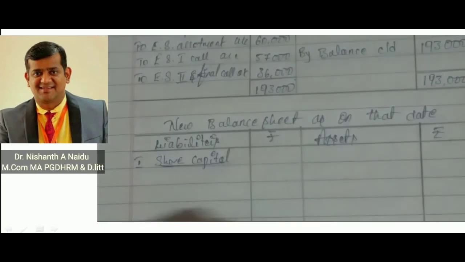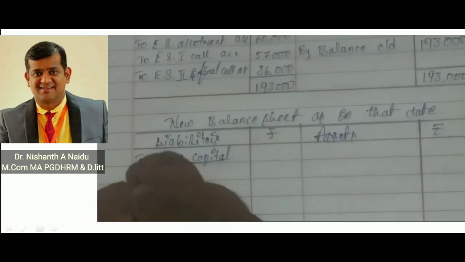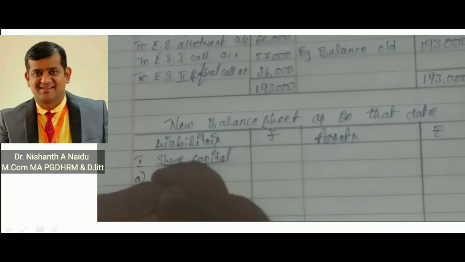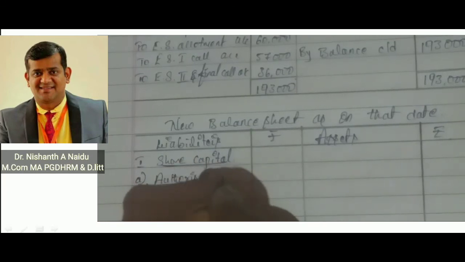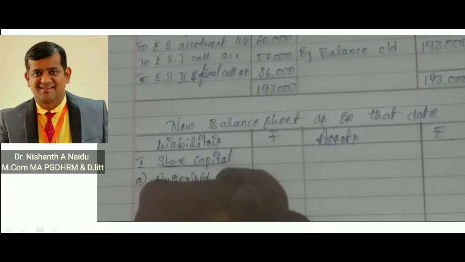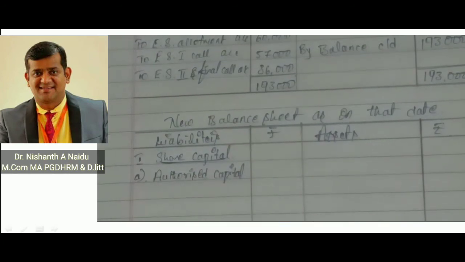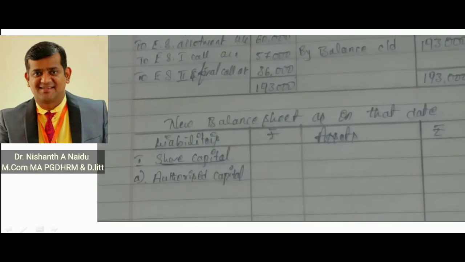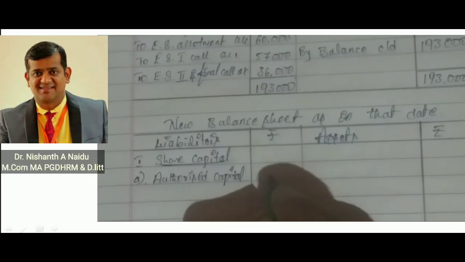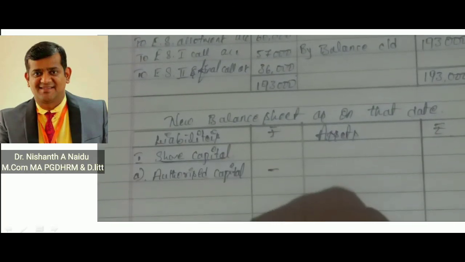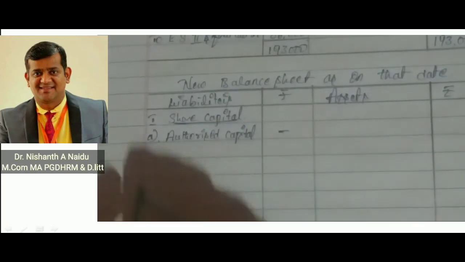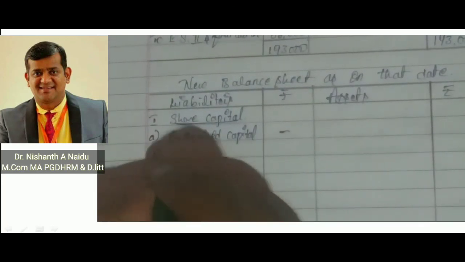Share capital. So under this, what I am writing now, A, authorized capital. See, authorized capital means the maximum number of shares the company can issue. There are no figures given, so I'm not writing anything as authorized capital. Okay, so now I'm writing B.